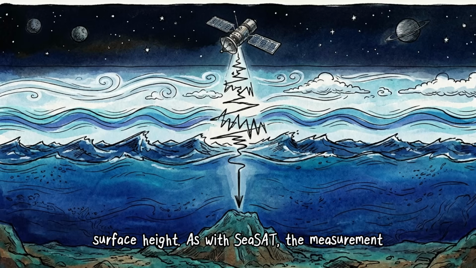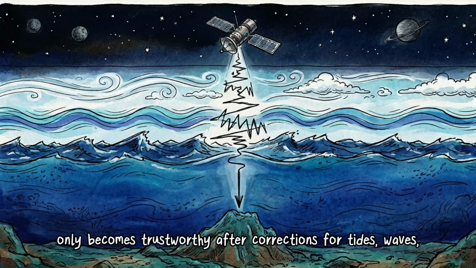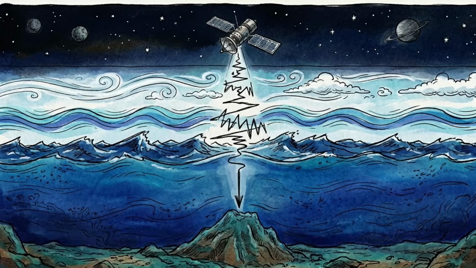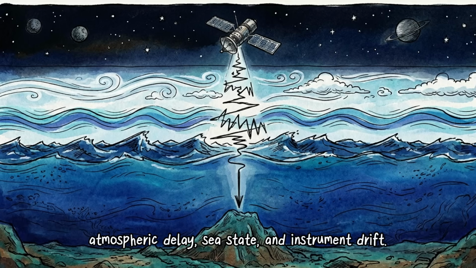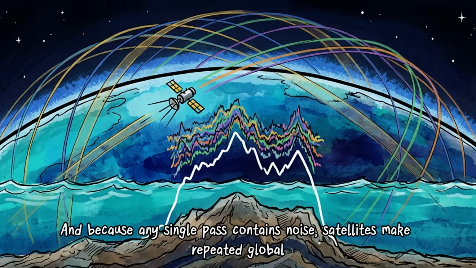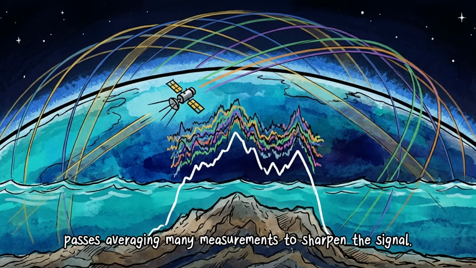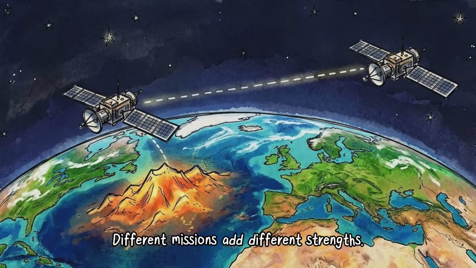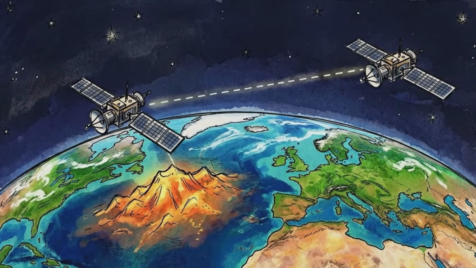As with Seasat, the measurement only becomes trustworthy after corrections for tides, waves, atmospheric delay, sea state, and instrument drift. And because any single pass contains noise, satellites make repeated global passes, averaging many measurements to sharpen the signal. Different missions add different strengths.